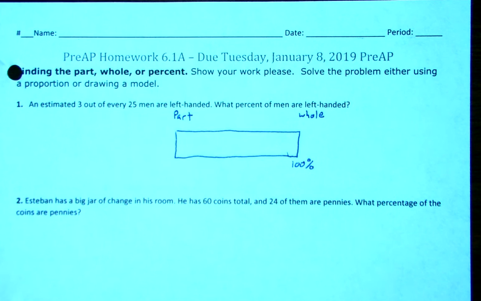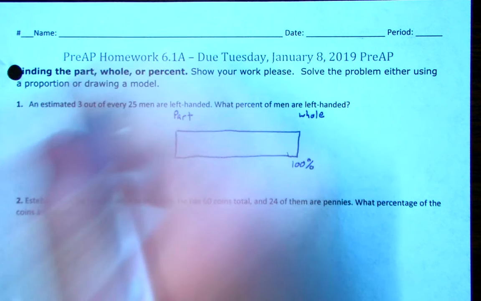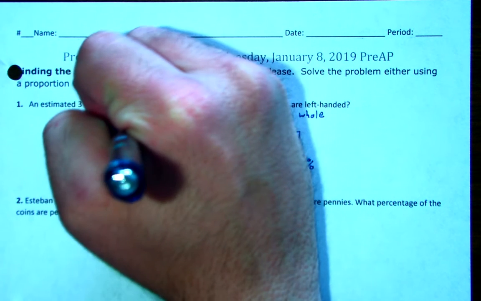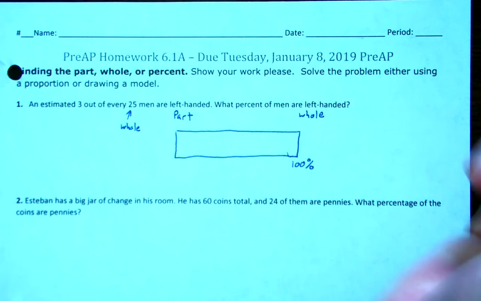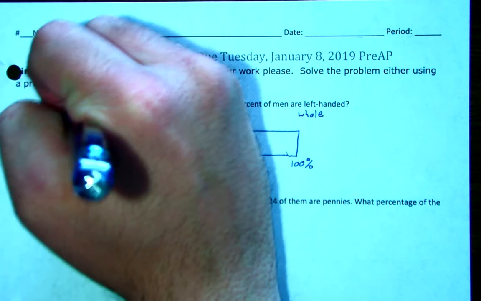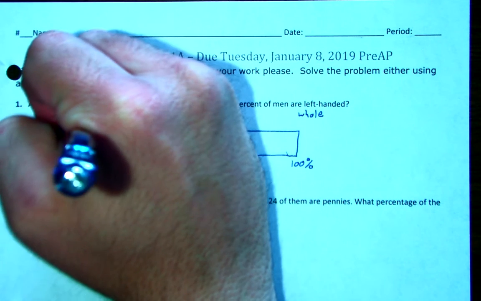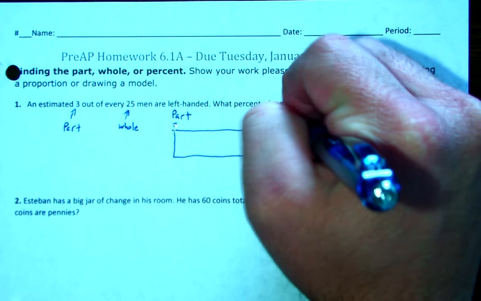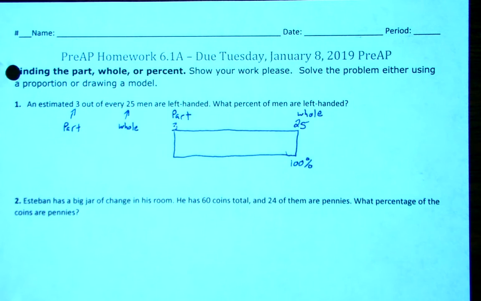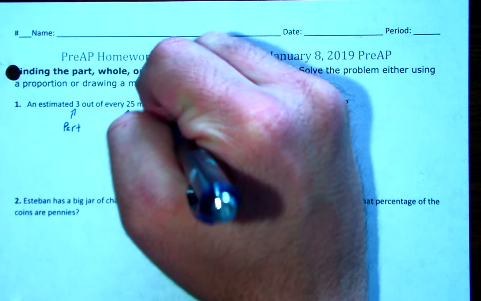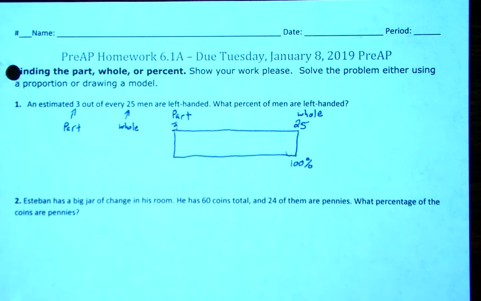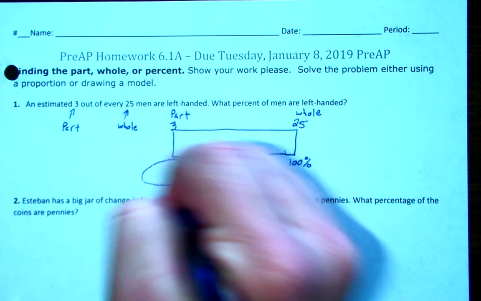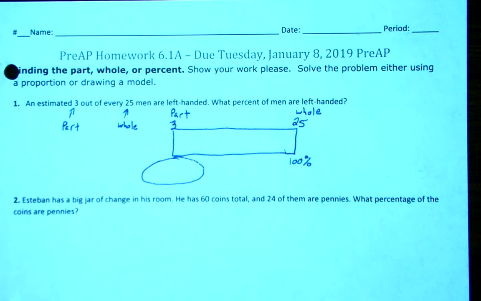So it tells us 3 out of every 25 men are left-handed. So the 25, well, that's how many people were surveyed. That's your whole. 3 of them were left-handed. That's your part. Alright, there's your setup. You do have a good scale factor somewhere, but I'm going to have you finish solving for this on your own. I set it up, you solve it.